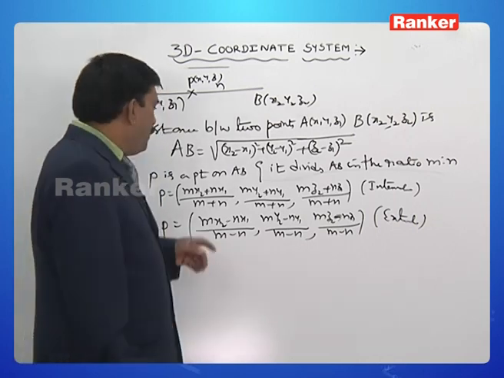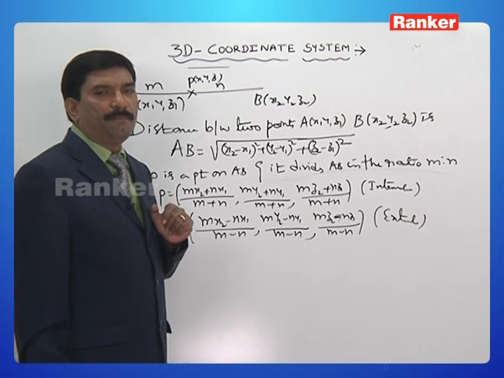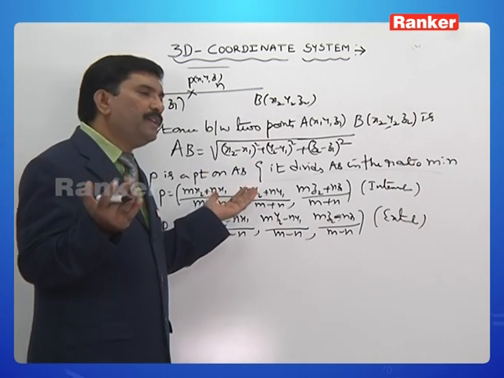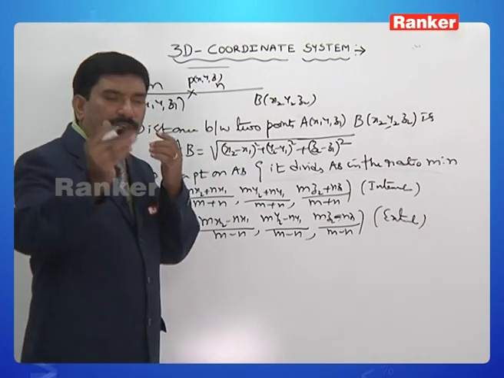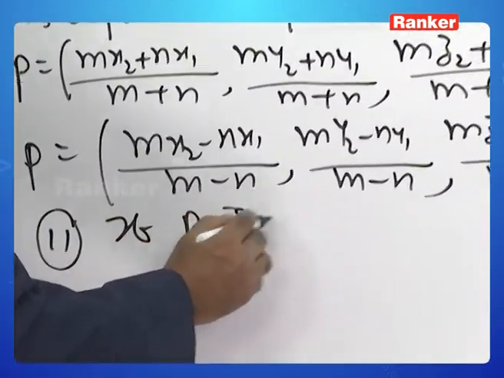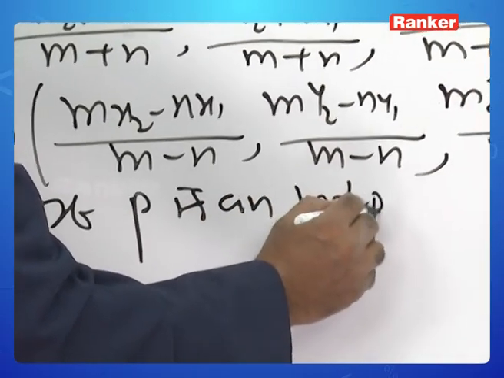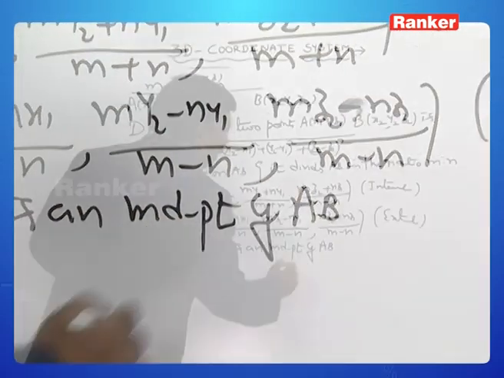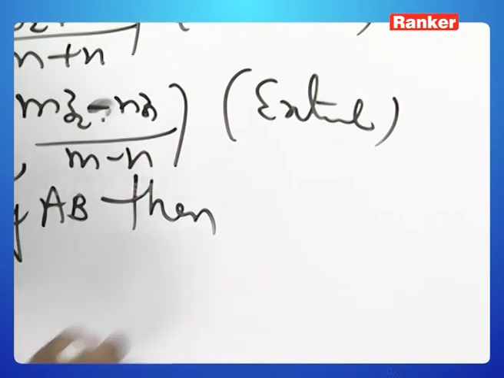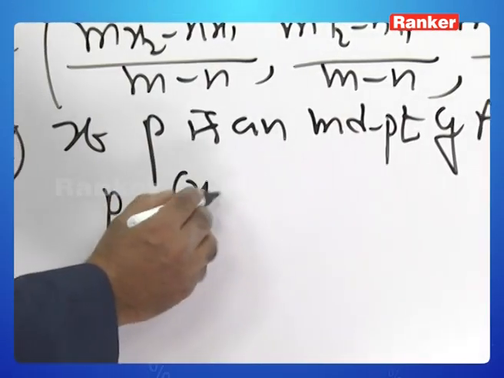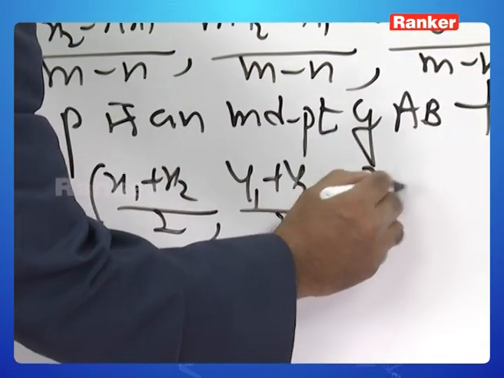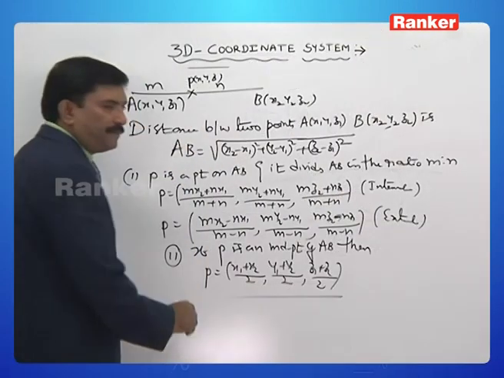So therefore, when P is the midpoint of AB, the midpoint always divides in the ratio 1:1. If I go for the second one, if P is the midpoint of AB, then P is equal to (x1 plus x2) by 2, (y1 plus y2) by 2, (z1 plus z2) by 2. Followed?